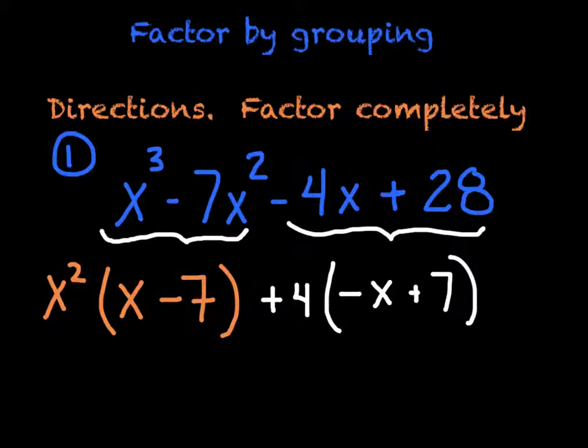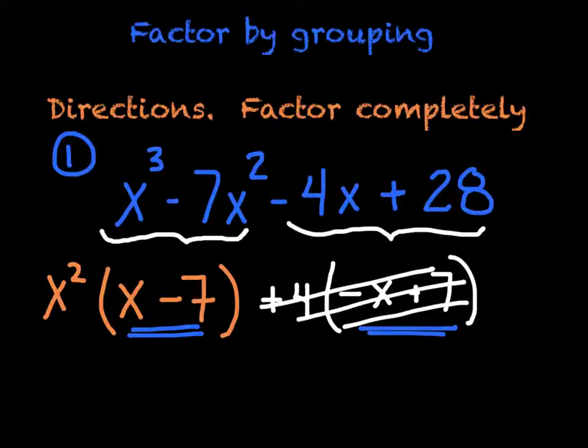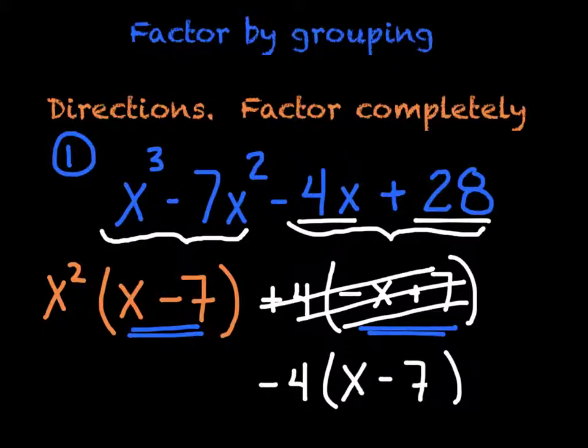All right, now here's the deal, guys. These two terms, underline them, right here and here, they have to be the same. Are those the exact same? No. So what I want you to do is scratch this out, and instead of pulling out a positive 4, let's pull out a negative 4. Now divide both terms by a negative 4. Well, negative 4x divided by negative 4 is x, and positive 28 divided by negative 4 is negative 7.